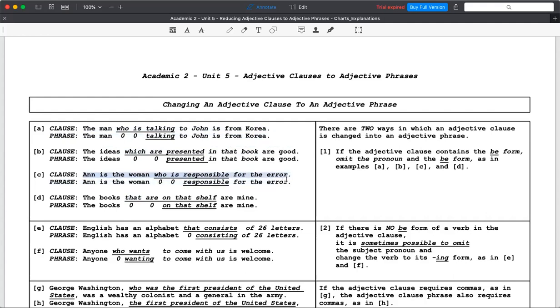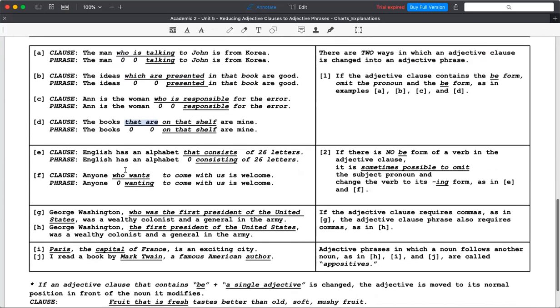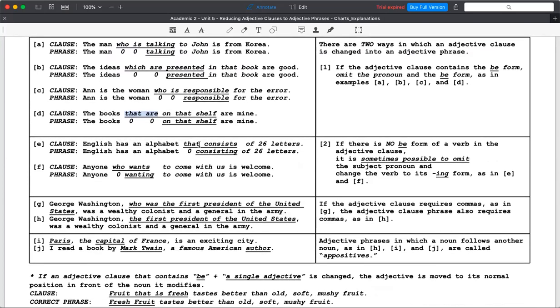Anne is the woman who is responsible for the error. To shorten it and make it a phrase, you say "Anne is the woman responsible for the error." If I have my verb in the passive, I keep it in the past participle. If I have it in the -ing form, I keep it the same. If I have an adjective, I just eliminate the verb be and the pronoun. But if I have just the verb, with no verb be, as in "English has an alphabet that consists of 26 letters," then I simply eliminate the pronoun. I create a better sentence: "English has an alphabet consisting of 26 letters."